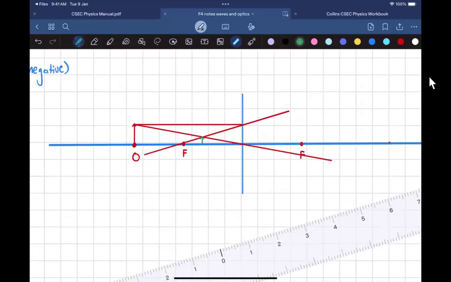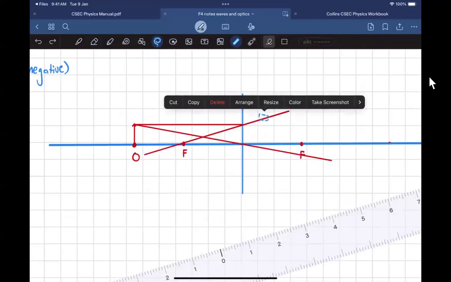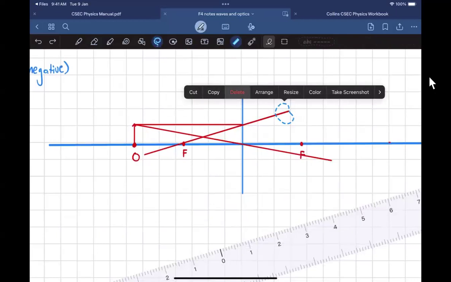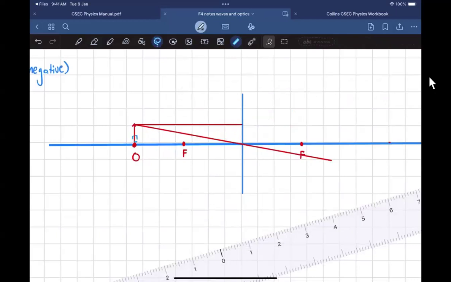The image is always virtual, and if it's virtual, then the image is forming where? In front of the lens, behind the lens? Behind the lens. Right. And again, the image is wherever I have a point of intersection. Nicholas, you understand, all right? Yeah, I understand. So let me try to bring the object closer now and see what happens.